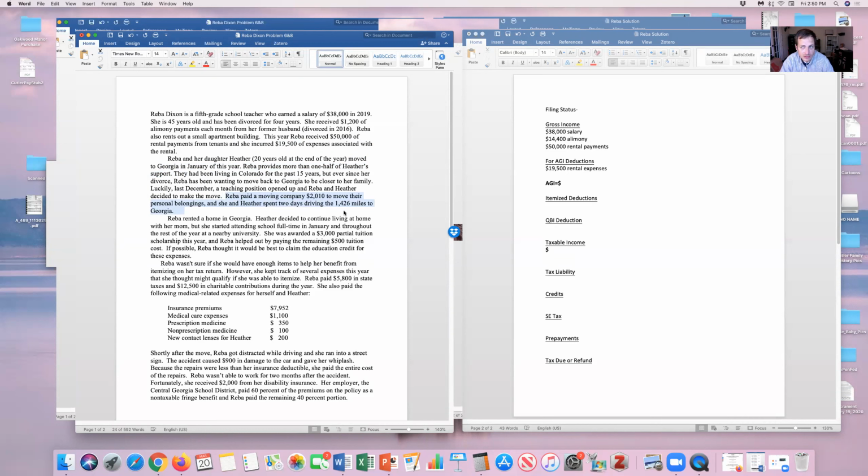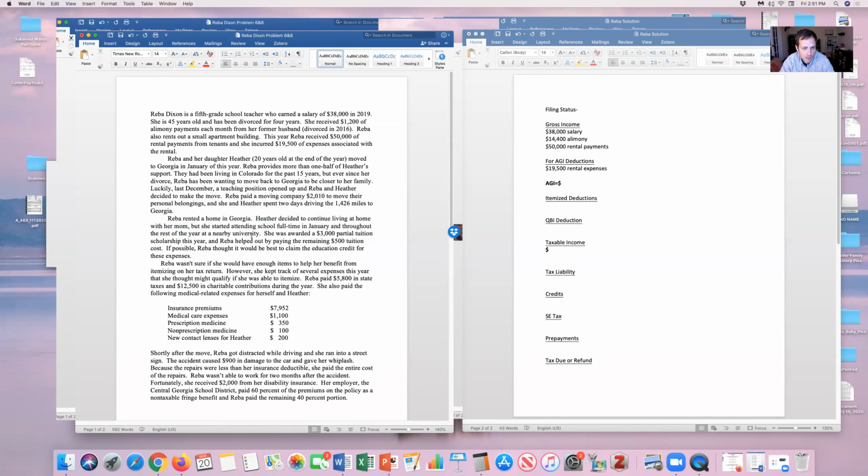All right, this one is testing you. Are moving expenses deductible? And they are not. So there's nothing that we have to do other than recognize the issue, understand moving expenses are not deductible unless you're a member of the armed forces. Reba rented a home in Georgia. Heather decided to continue living at home, but she started attending school full-time in January and throughout the rest of the year at a nearby university.